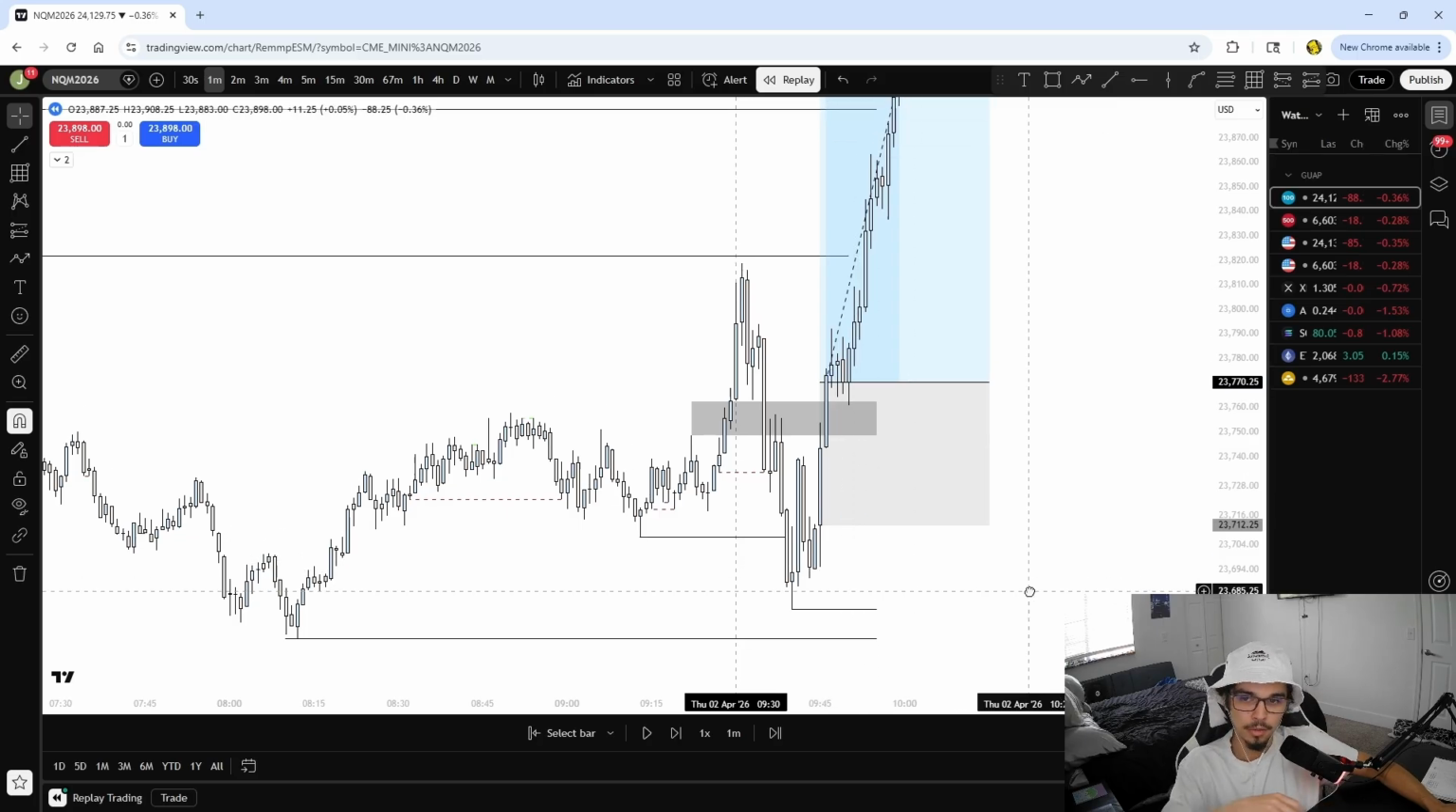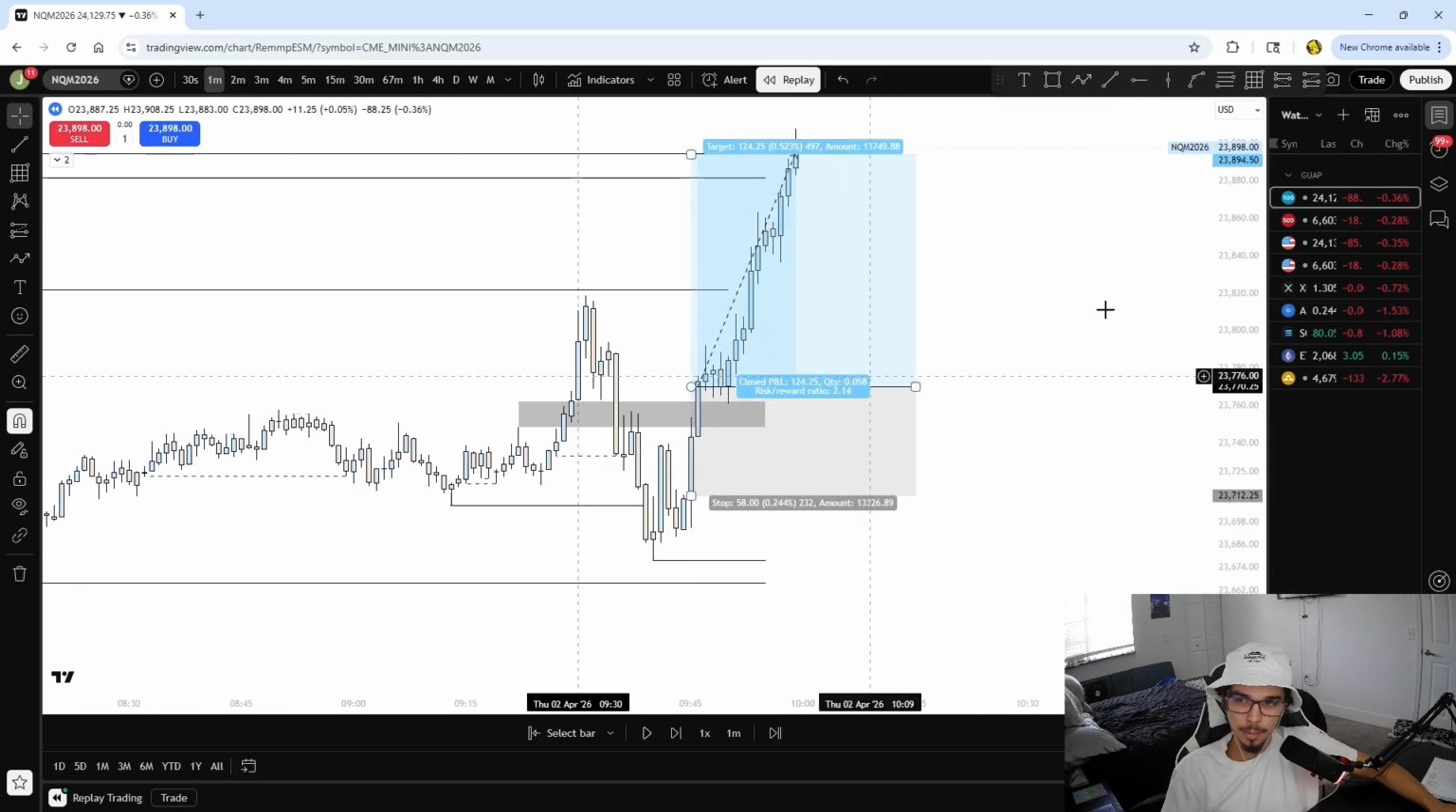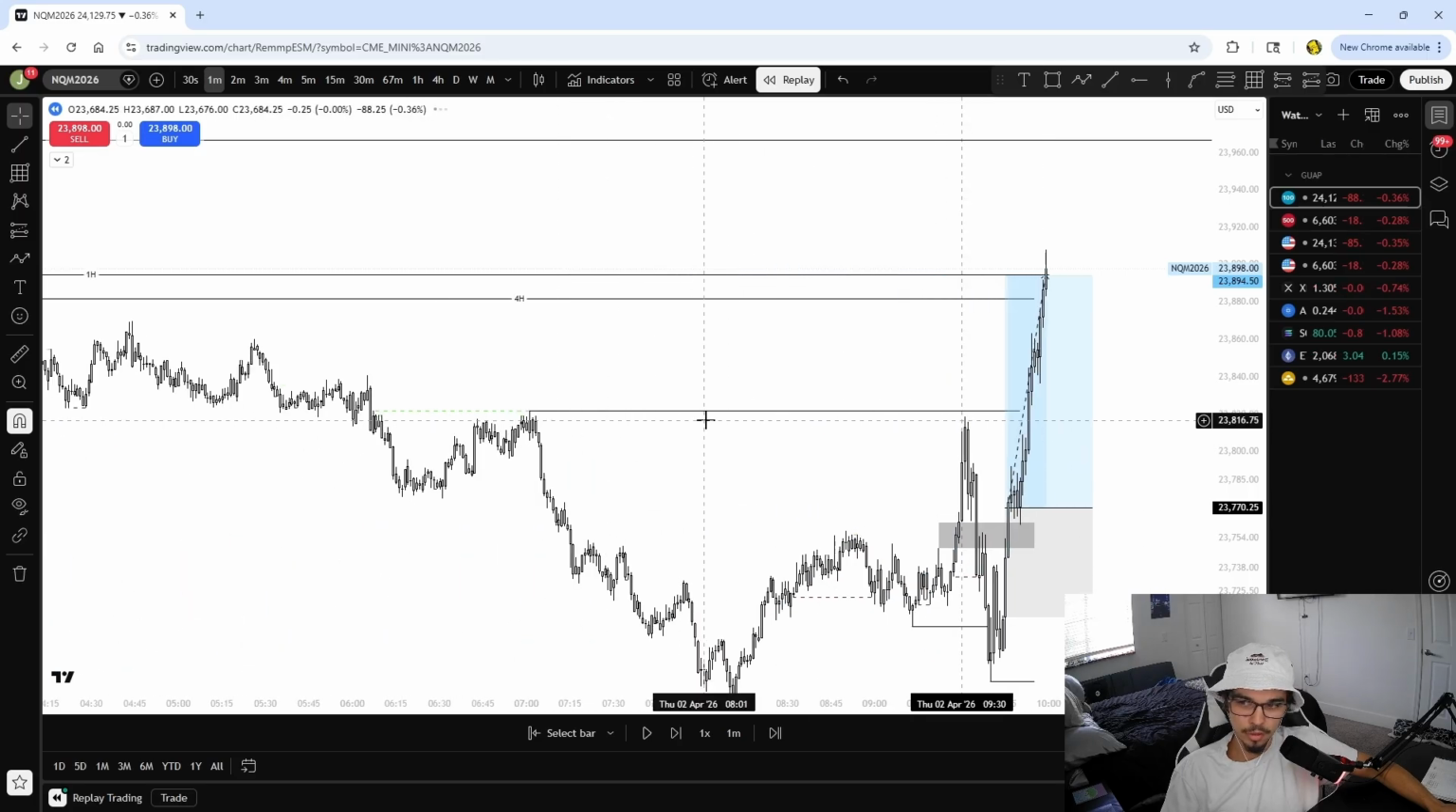So that was my entire thought process. Entered off that, got chopped around for maybe 3 minutes, and then where did price go? Right towards these relatively equal highs.